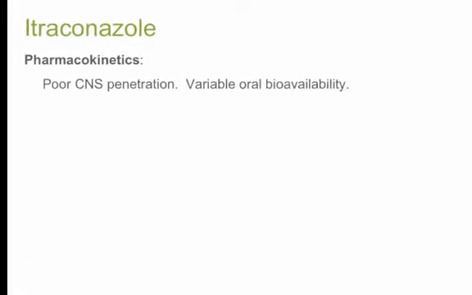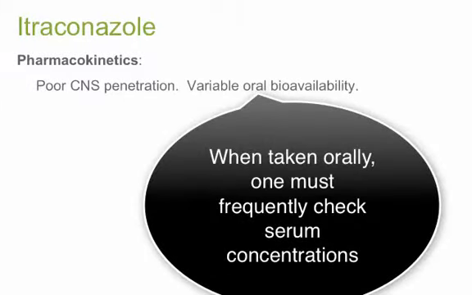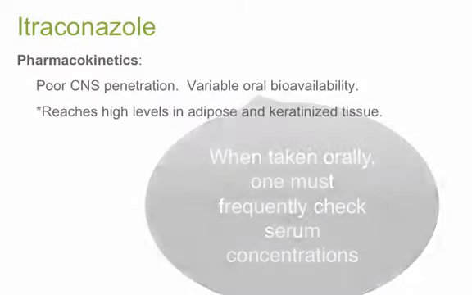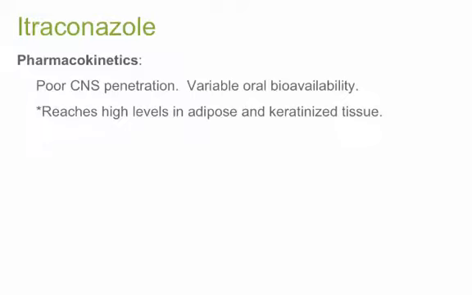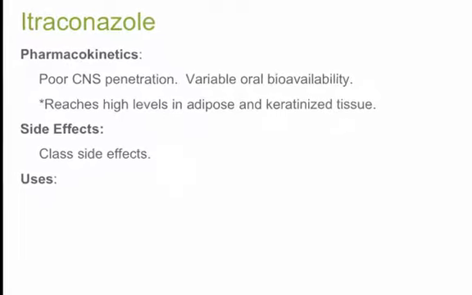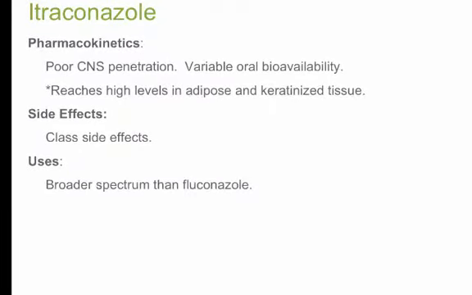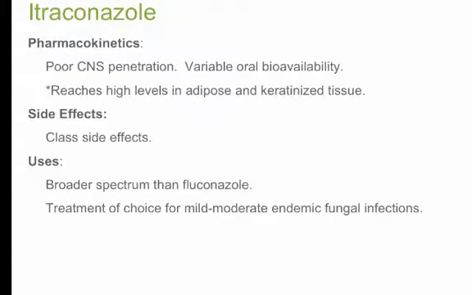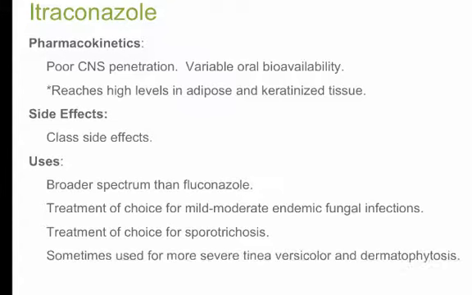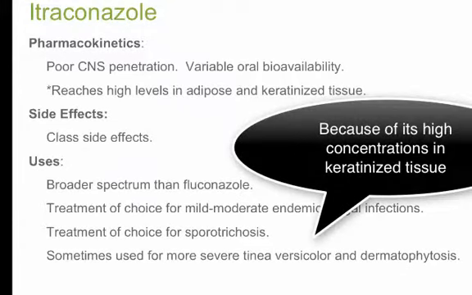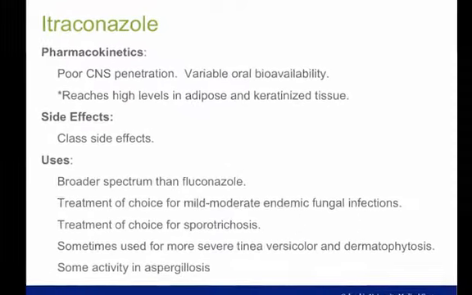Unlike fluconazole, itraconazole has poor CNS penetration and variable bioavailability. But it reaches very high concentrations in adipose and keratinized tissues. Its side effects are similar to fluconazole, but it has a broader spectrum of action. It is the treatment of choice for non-severe endemic fungal infections, for sporotrichosis, or for severe or refractory superficial fungal infections. Compared to fluconazole, it has increased activity against Aspergillus species.